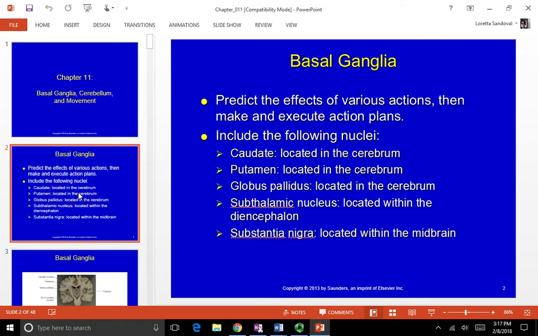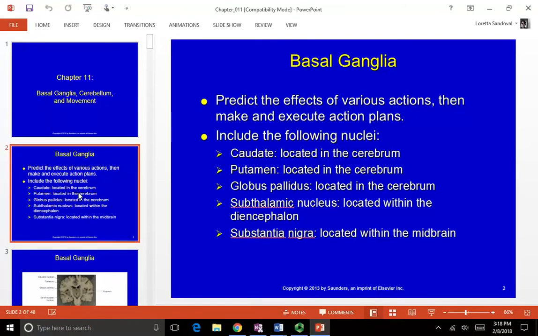So I have the nuclei that are included in the basal ganglia listed here. I don't expect you to memorize them. Really, for this chapter, I want you to get main concepts and not focus as much on memorization. So I will point that out a couple times during the lecture, but I'm just listing them, so then you'll be familiar with the word and you hear it sometime and you go, oh, that sounds familiar, or oh, that's part of the basal ganglia, something like that. So I don't expect you to memorize them.